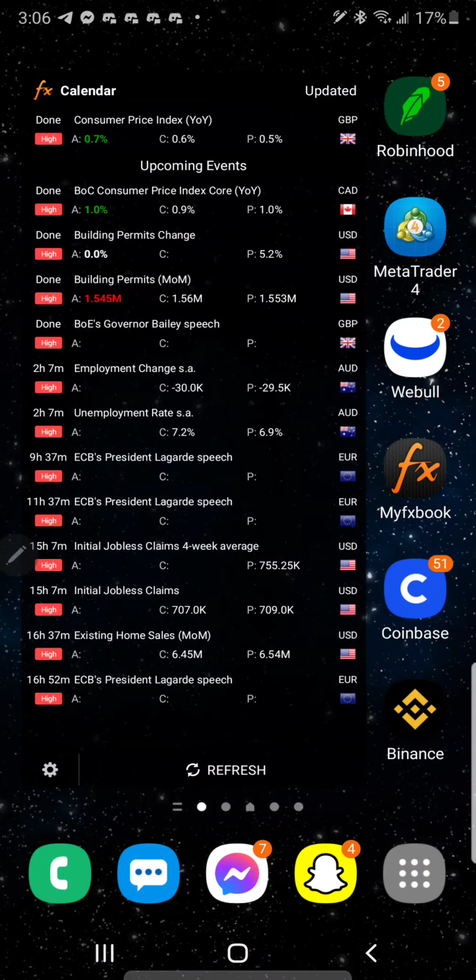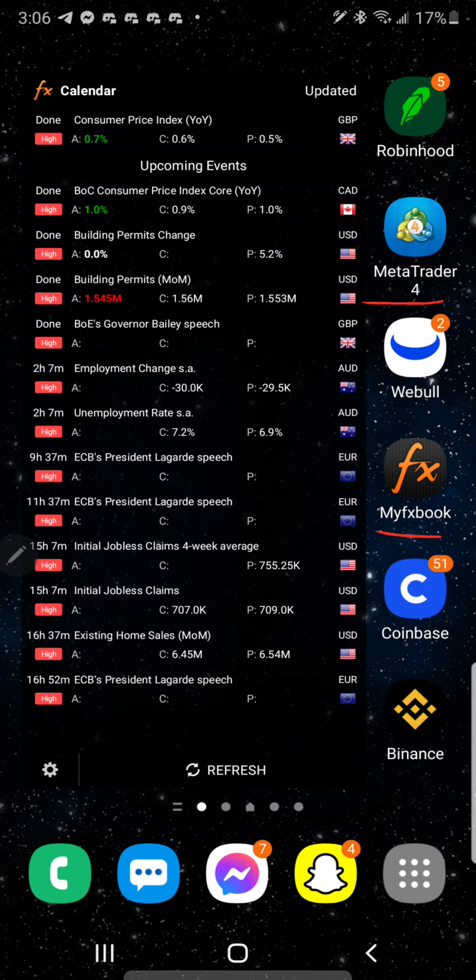So what tools do you need to start day trading? The number one tool you need is your phone and your computer. And with us being on the phone right now, I'll just explain the apps that you need. So you want the MetaTrader 4, and you definitely want MyFXBook.